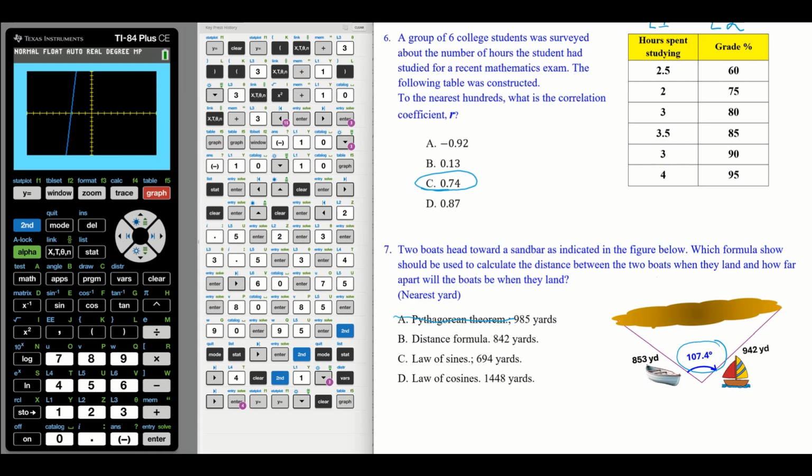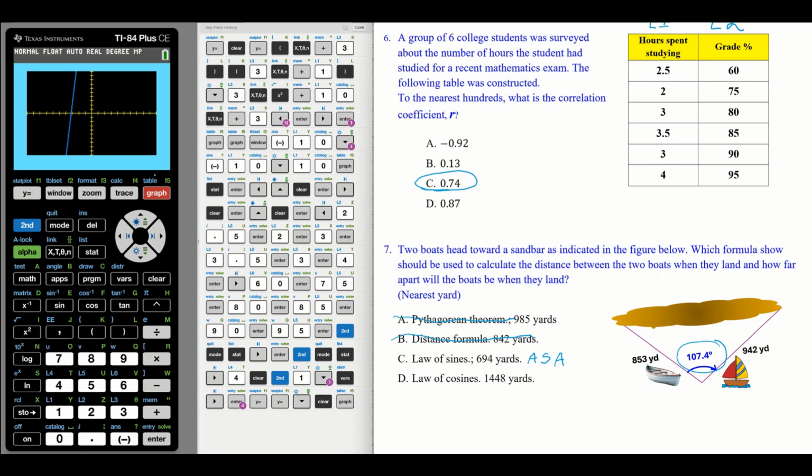Distance formula. Well, the distance formula basically is the Pythagorean theorem. And I don't have anything to use really for the distance. So that's not going to work. Law of sine. Okay, here's a difference between the law of sine and law of cosine. For the law of sine, you need angle, side, angle on your triangle. We don't have that. You need 2 angles, okay? At least a 90-degree angle and another one. That's not going to work.